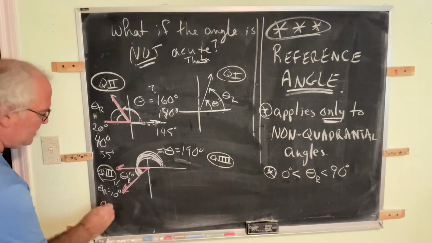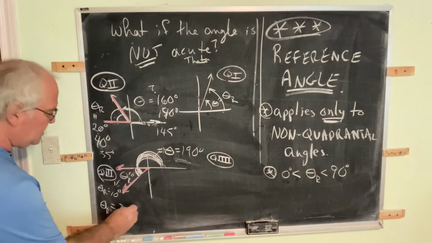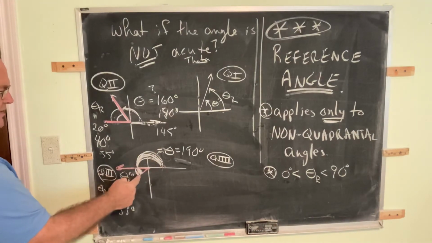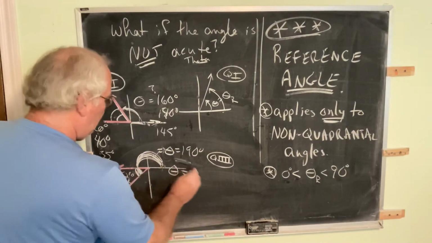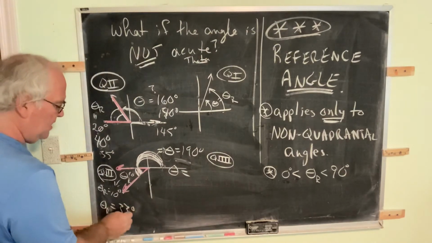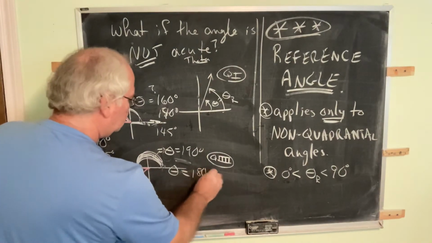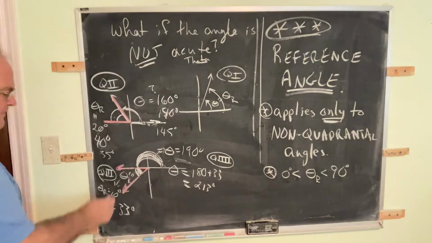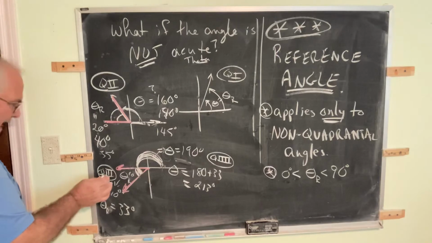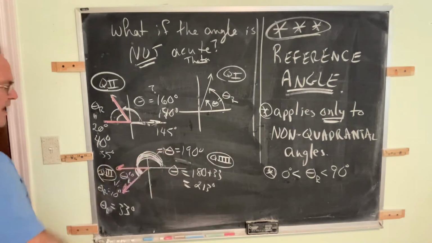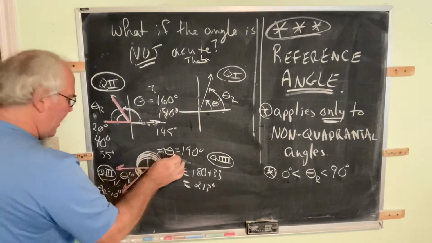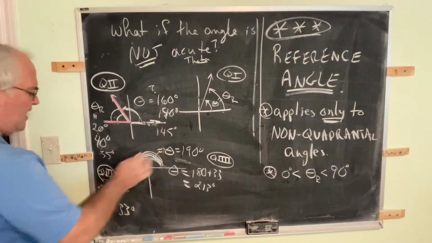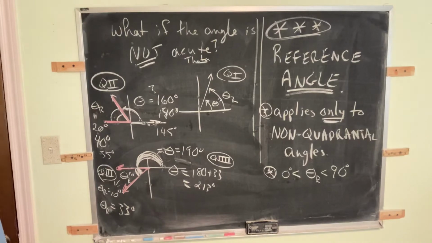What if theta reference is 33 degrees? If theta reference is 33 degrees, this is 180 plus the 33, and 180 plus the 33 degrees is 213 degrees. So given any value of theta reference and the quadrant, you should be able to find theta itself. Given any value of theta, you don't need the quadrant because theta tells you what quadrant you're in. Given any value of theta, you should be able to find the reference angle.